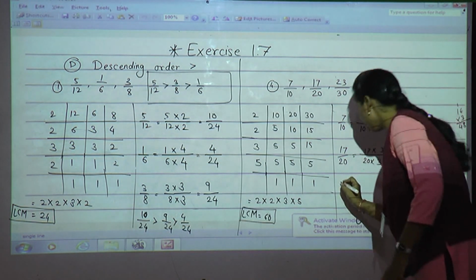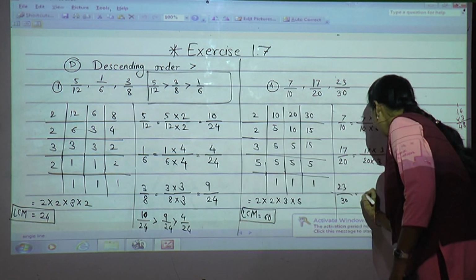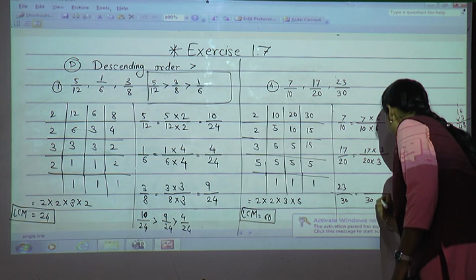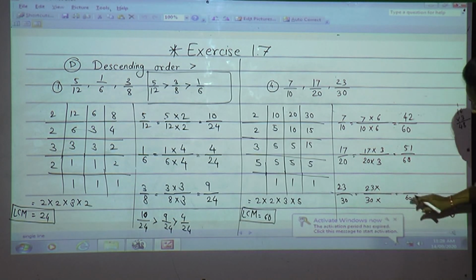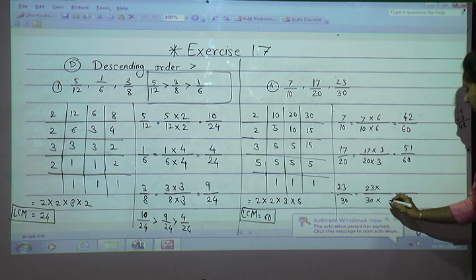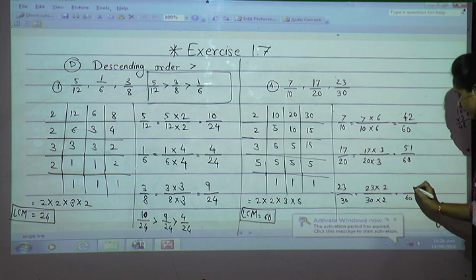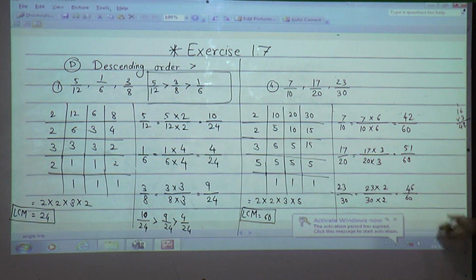Now next 23 upon 30. So here 60 should come and 30 multiplied by what do we get 60? 30 2s are 60. So here also will come 2. Now 2 3s are 6. 2 23s are 46. So these are the numbers.